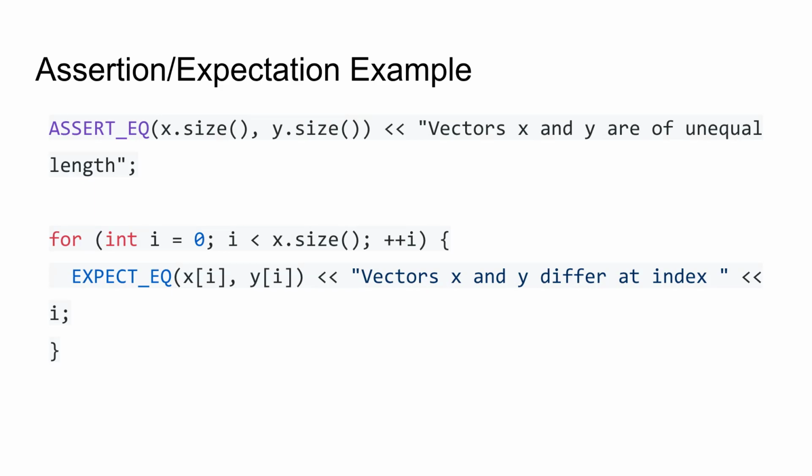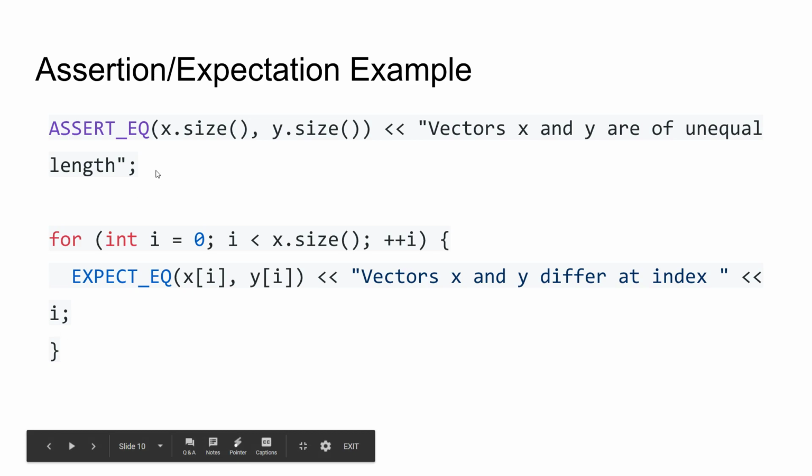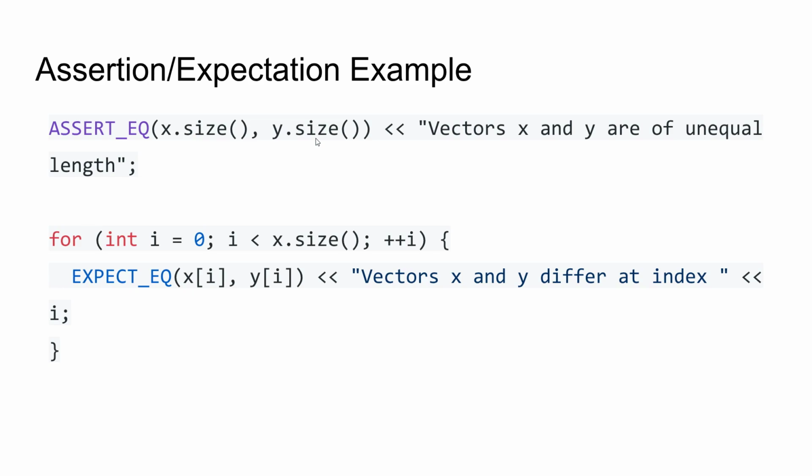Here's an example that I stole off of Google Test documentation. So we are trying to compare here that two vectors had the same contents. So first thing that we do is we check their size. And if their sizes aren't equal, we just kill the test. We're done. We're not going to go any farther.